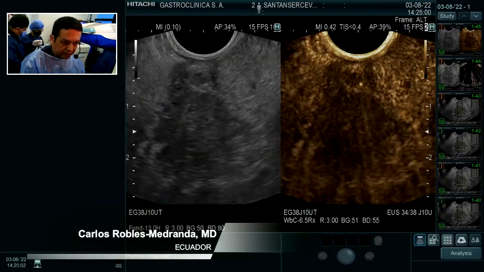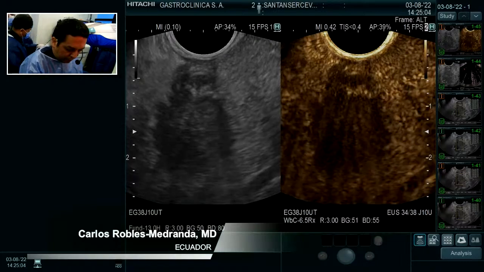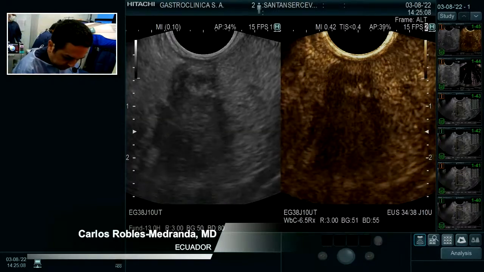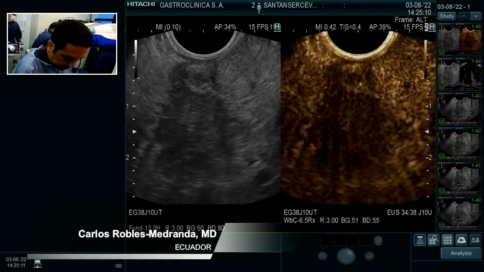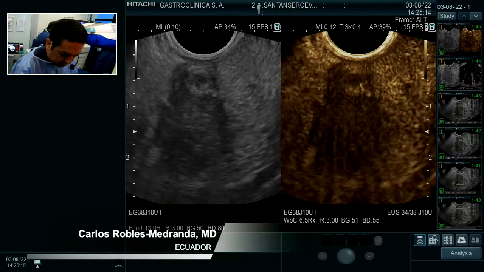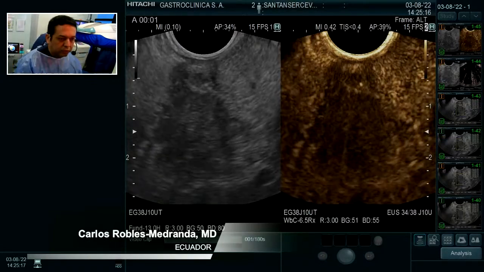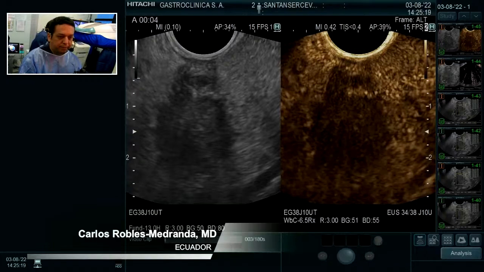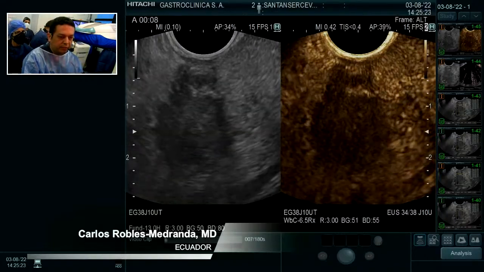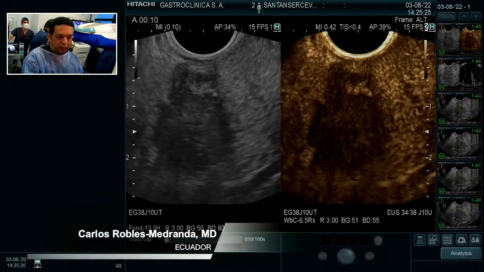So, ¿podemos usar el contraste, por favor? So now we pass the contrast. We can see the lesion here very well, and we will see if this is a hypovascularization lesion.